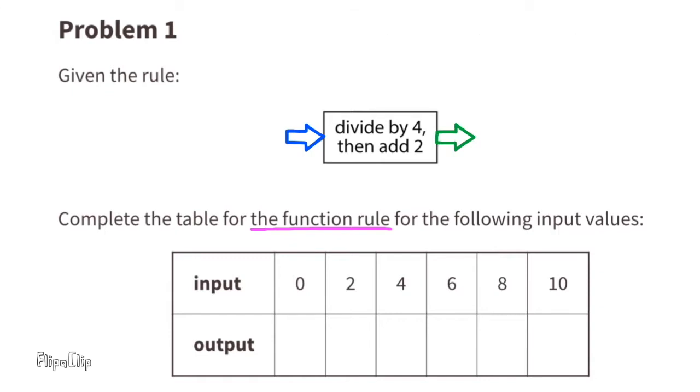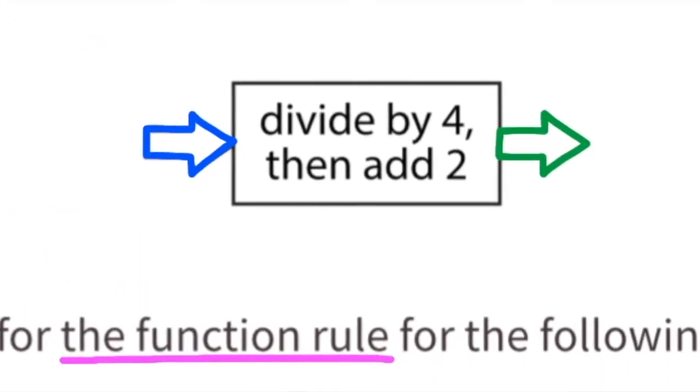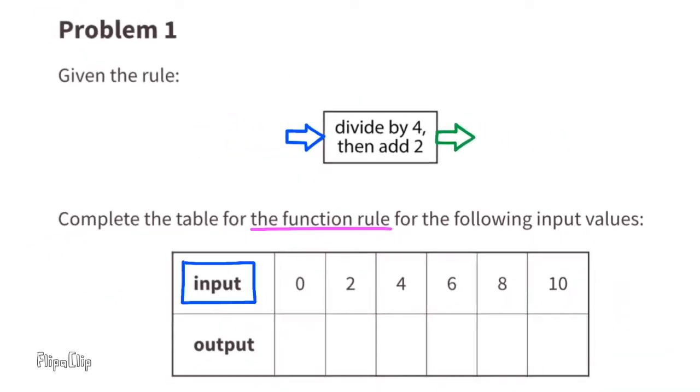Given the rule, complete the table for the function rule for the following input values. First, let's look at the function rule. The function rule is divide by 4, then add 2. When the input is 0, that means that we're going to put 0 into the function rule. 0 divided by 4 is 0, then add 2. 0 plus 2 is 2. 0 goes in and a 2 comes out.